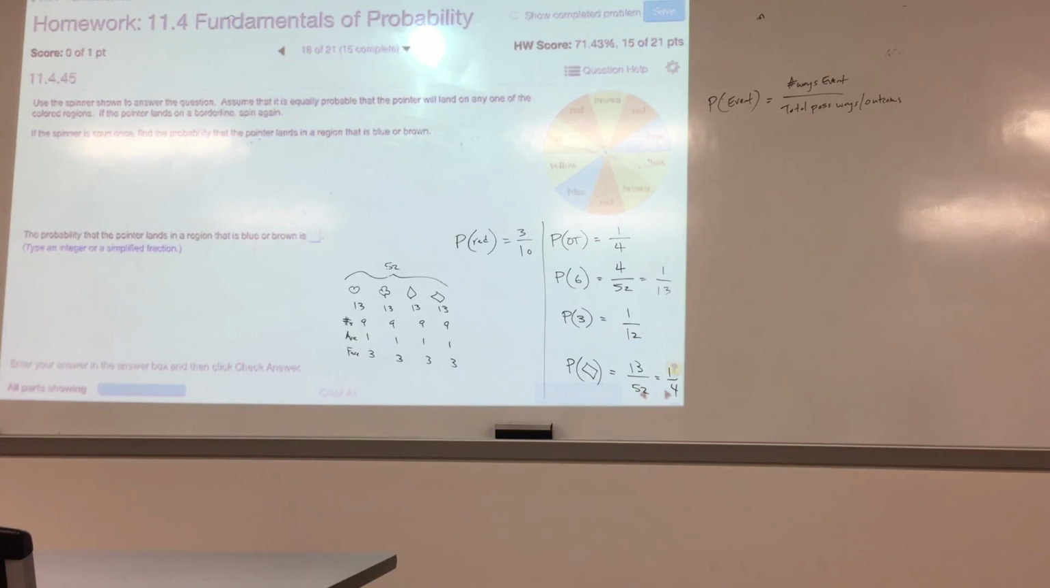Okay, let's take a look at this one. You know what? You're done. Well, no, let's do this one. If the spinner is spun once, find the probability that the pointer lands in a region that is blue or brown.